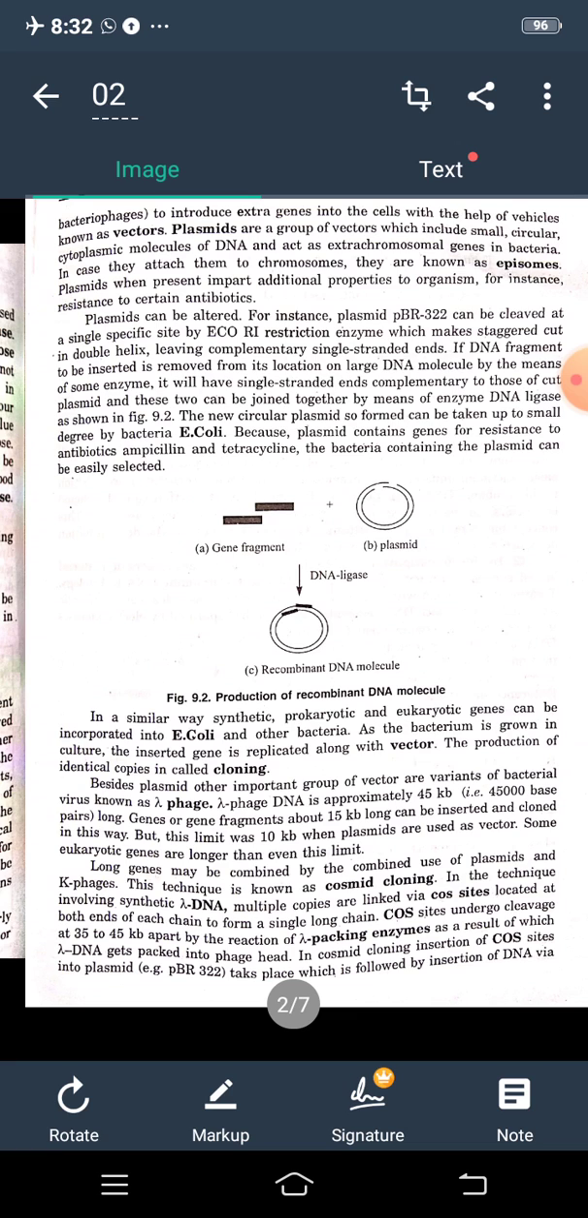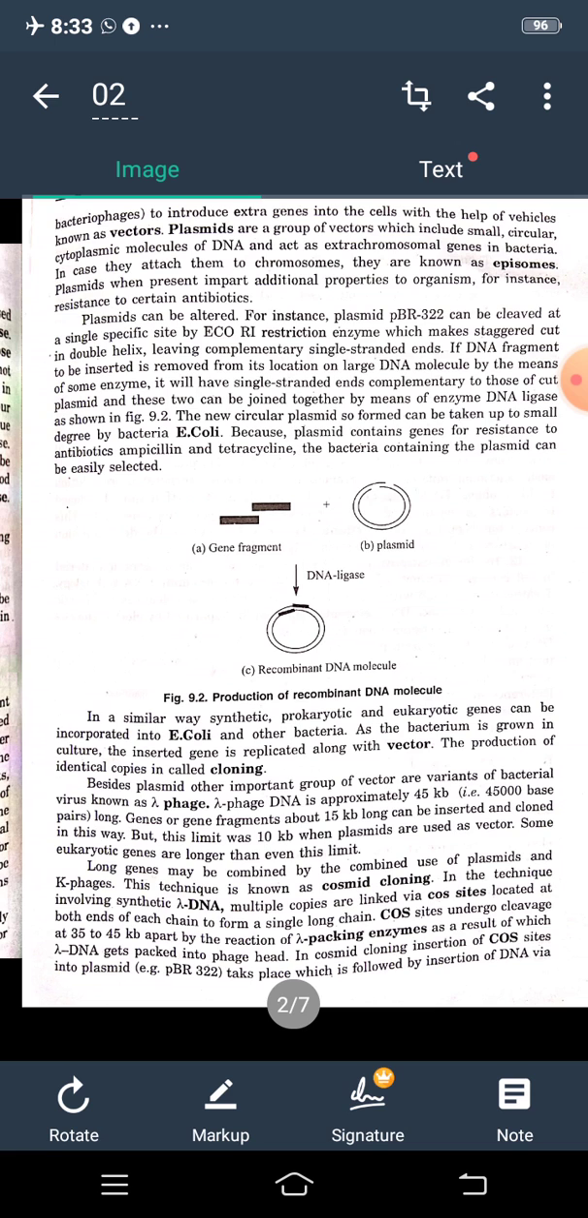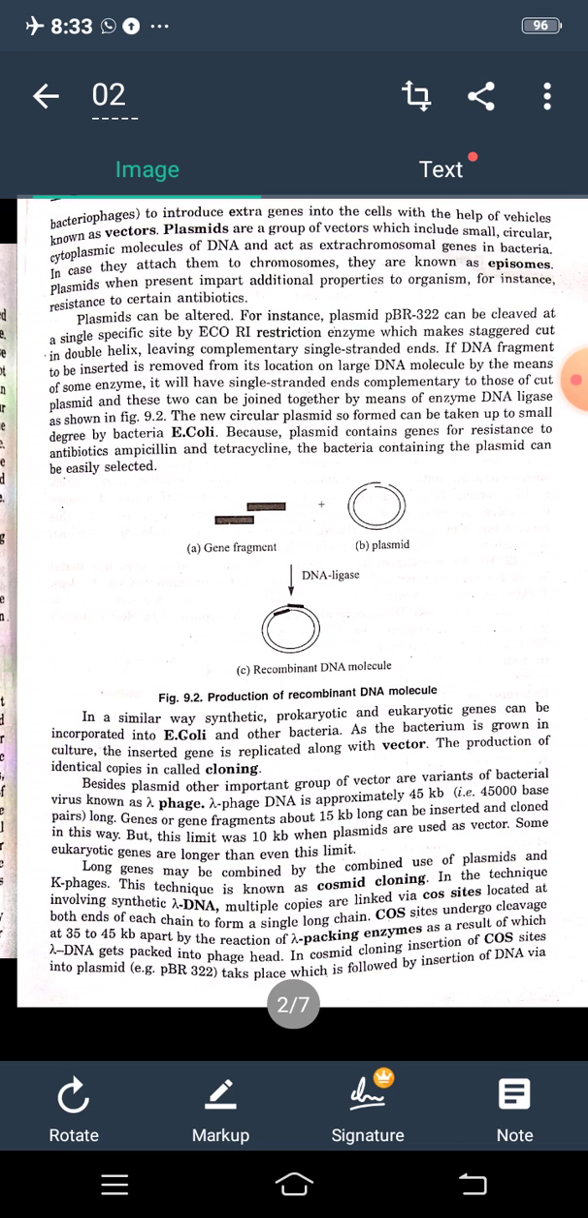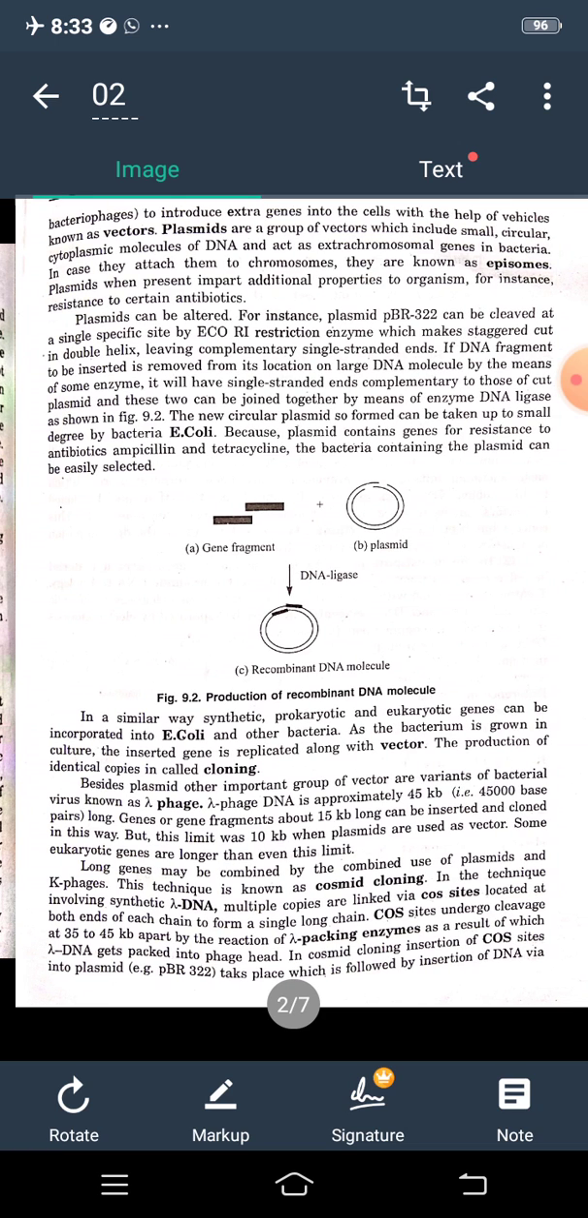Plasmids, when present, impart additional properties to the organism, for instance, resistance to certain antibiotics. Plasmids can be altered, for instance, plasmid pBR322 can be cleaved at a single specific site by EcoRI restriction enzyme, which makes a staggered cut in the double helix leaving complementary single strand ends.